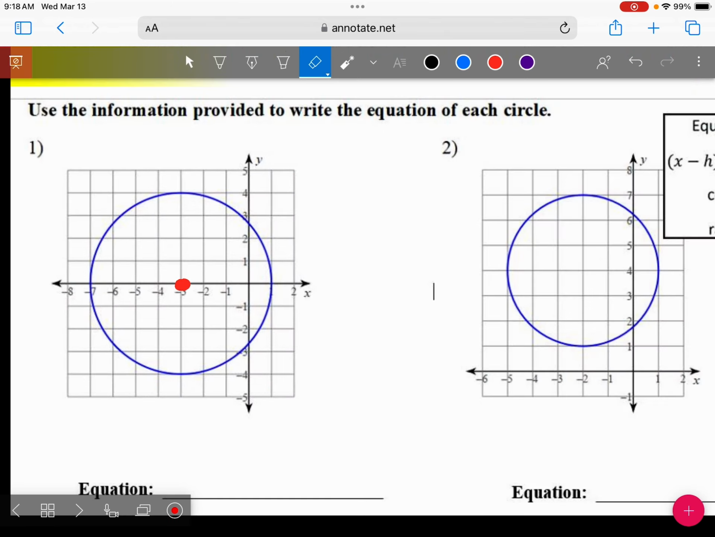So where did I put that point? -3. And what else? What's the y value? 0. All right, now how many hops? What's the distance from this red point to the edge, from here to here? So 1, 2, 3, 4. So that means the radius is 4.